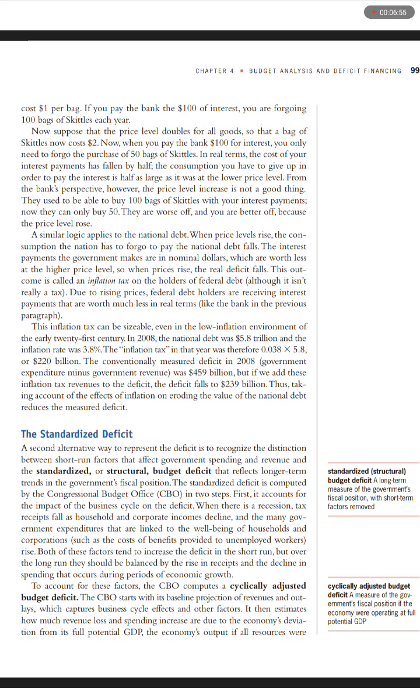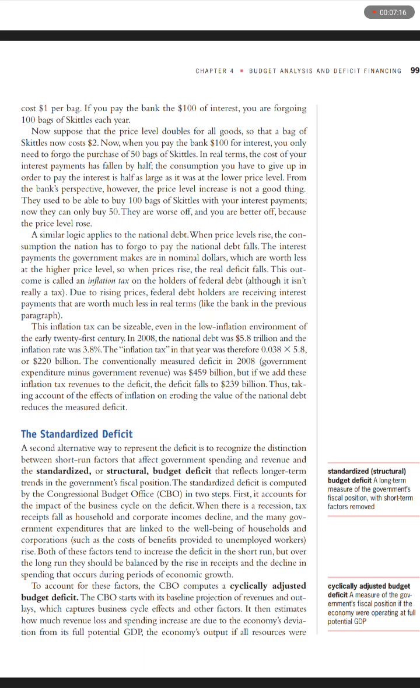This outcome is called an inflation tax on the holders of federal debt, although it isn't really a tax. Due to rising prices, federal debt holders are receiving interest payments that are worth much less in real terms, like the bank in the previous paragraph.